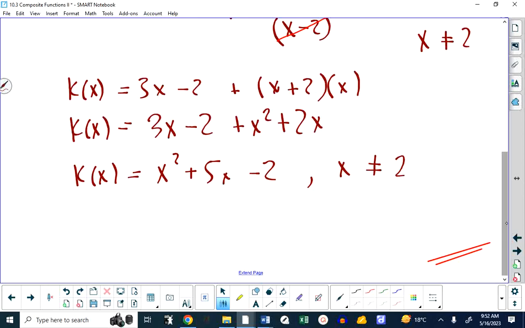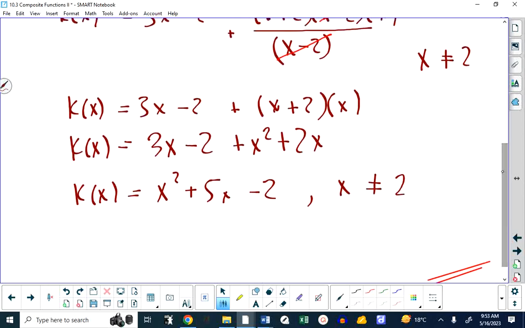We've learned enough in various different units over the past couple of years anyway, that non-permissible values never die. They just hang around. No matter what you do to the expression, non-permissible values are non-permissible values. Any questions with that one?